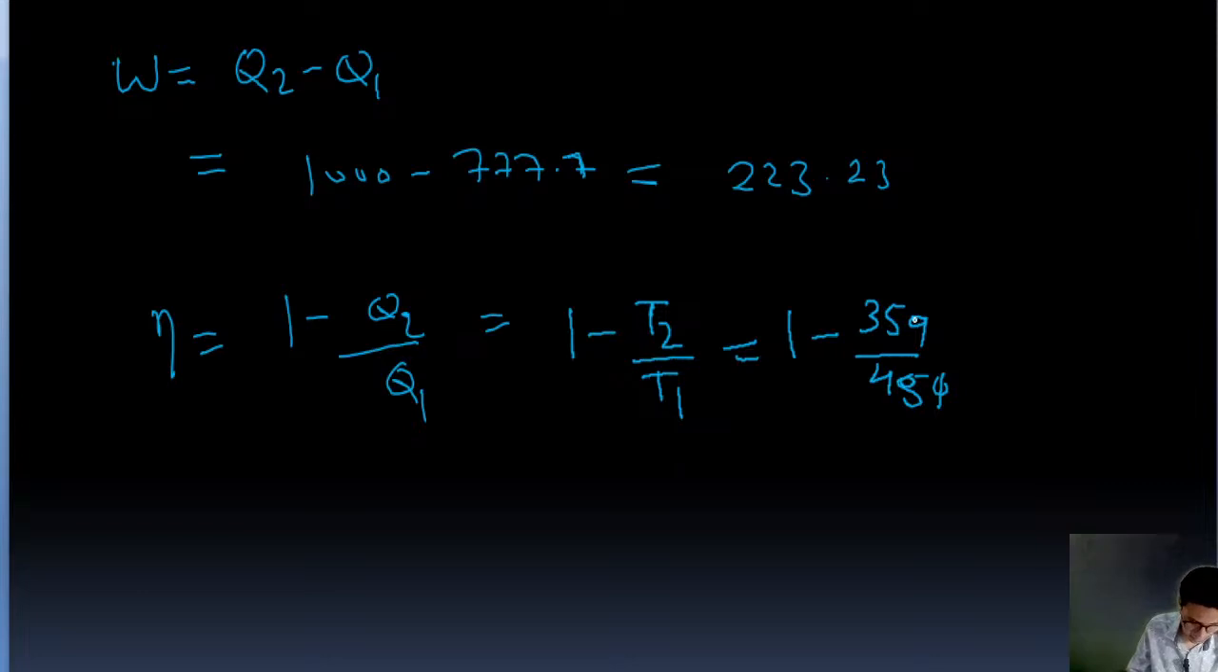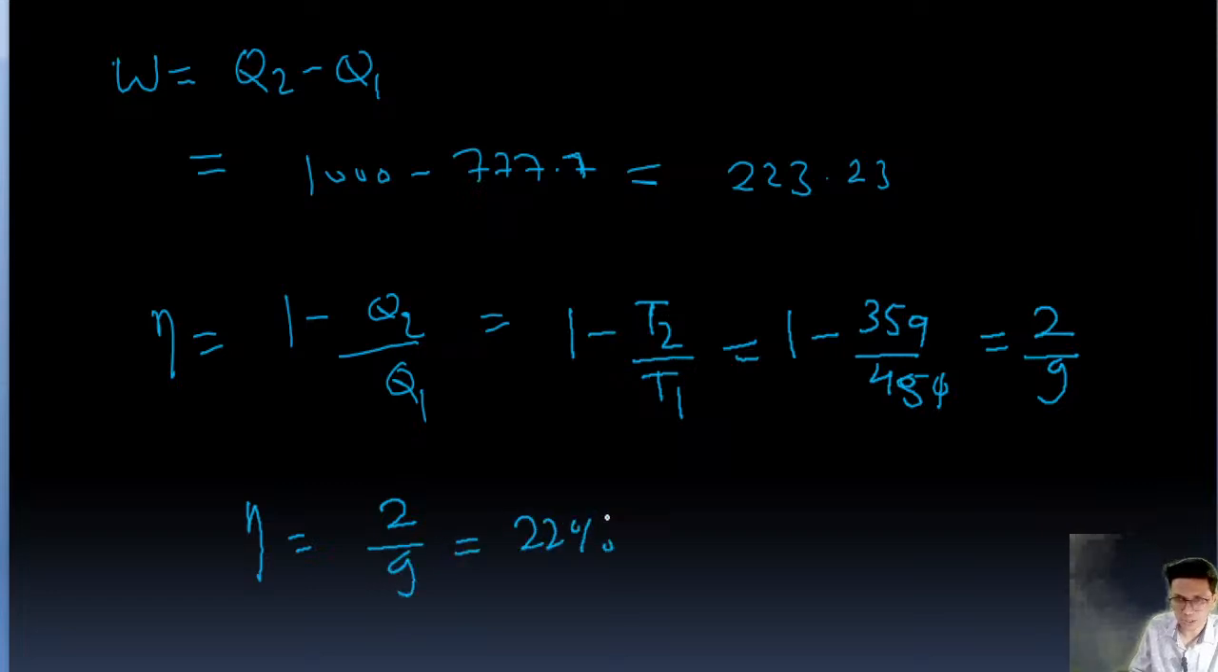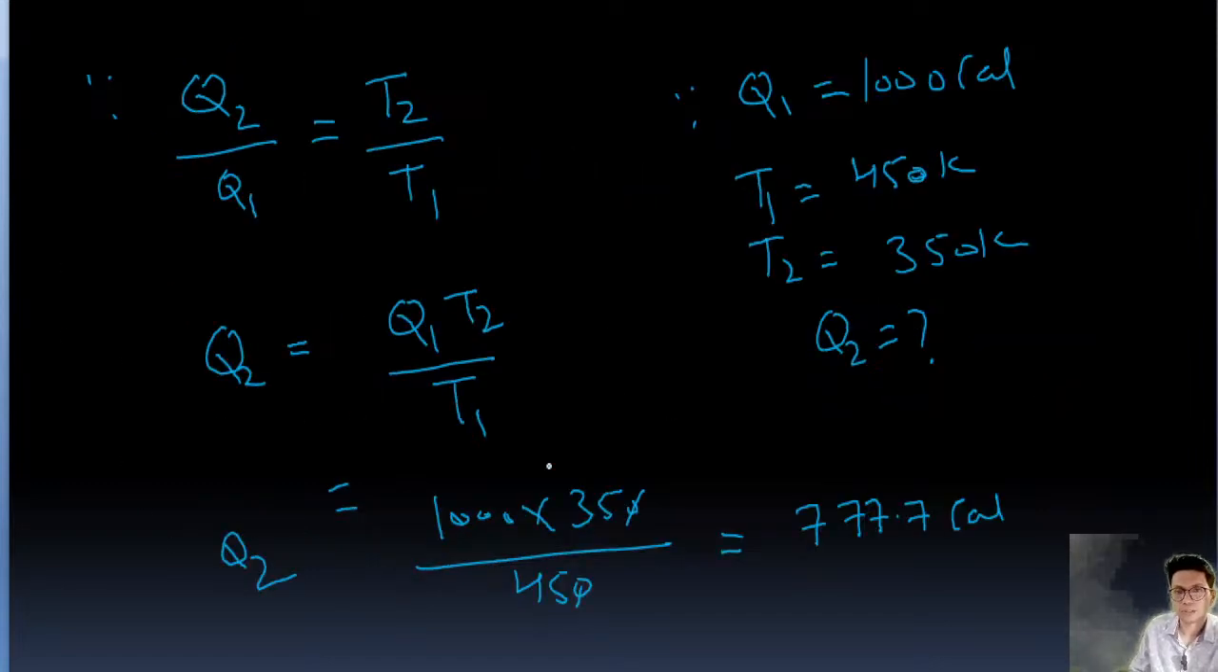So that is going to be 1 minus T2, which we have been given, that is 350 upon 450. The zeros will get cancelled and this value is going to be 0.22, or we can write it in percentage, equal to 22%. Okay, so this is the different value. So we can find out easily that efficiency or work done. Right, so this is the question, guys.